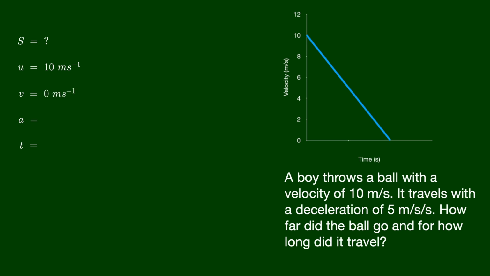The final velocity of the ball is 0, because the ball reaches its maximum displacement when the velocity is 0. The deceleration is given as -5 meters per second squared. We need to find the time taken to reach the maximum displacement.